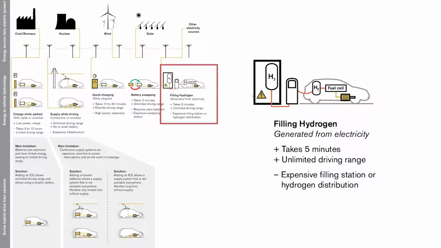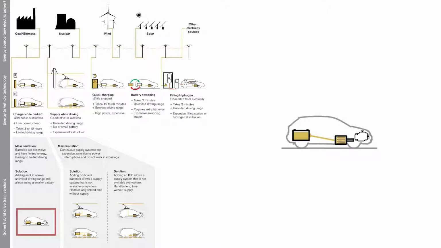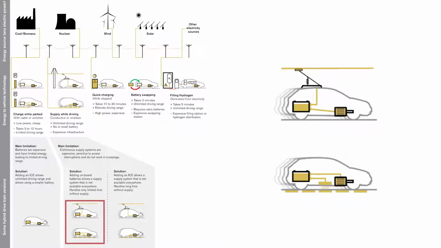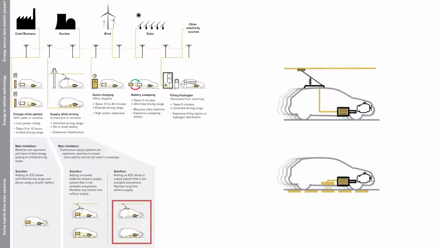Some hybrid drivetrain versions are also shown in the figure. A drivetrain is the system in a vehicle which connects the transmission to the driving wheels. Hybrid drivetrains are used to overcome the limitations of one type of drivetrain with the strengths of another drivetrain. The types shown in the figure are battery electric vehicles, continuous power supply electric vehicles combined with electric road systems, and fuel cell vehicles.